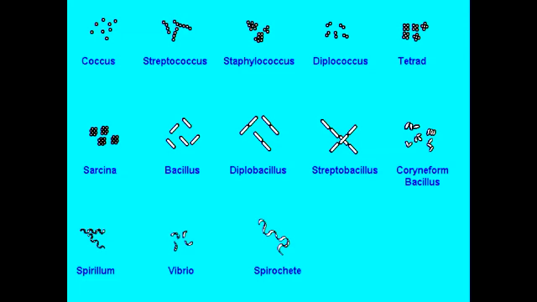Gram-negative bacteria contain more lipid, and consequently, during washing with the organic solvent, it will create holes, and that leads to the leaching out or losing of the crystal violet iodine. And when you add safranin, it will be picked up by the gram-negative bacteria.